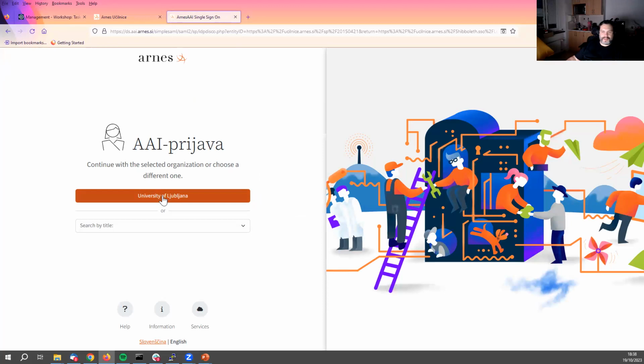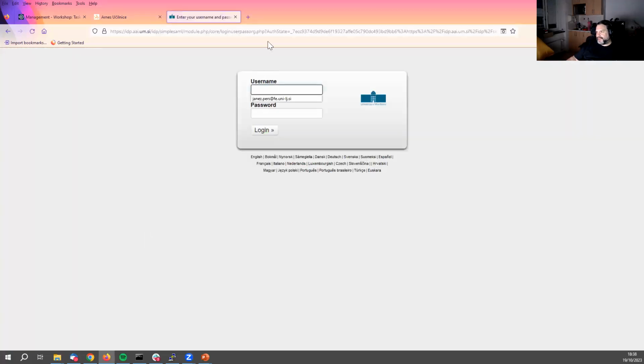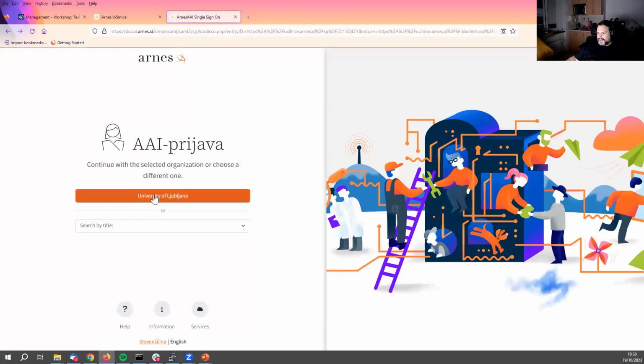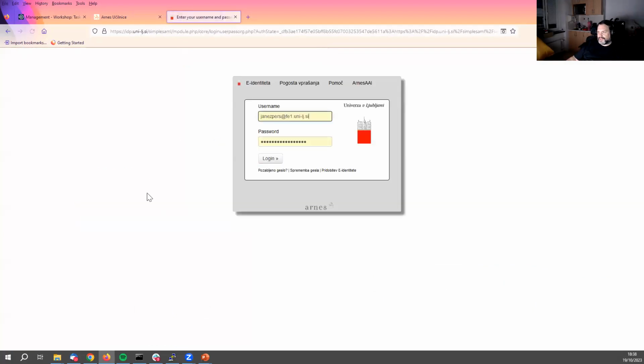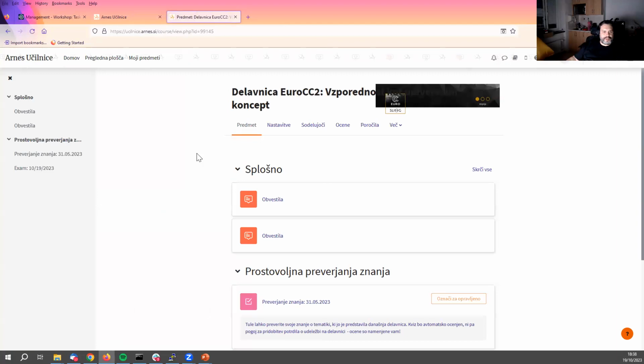You just click this University of Ljubljana, and it will put you through the login process of the university. Or if you're from any other institution like Arnes or University of Maribor, you can choose University of Maribor, and then you will get their login, okay? So I'm from University of Ljubljana, I'll click University of Ljubljana, and I will log in with my usual username, okay? So if you are a PhD student or a student at University of Ljubljana, this should work for you.